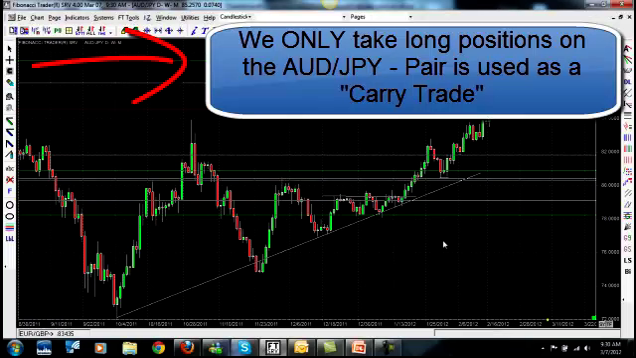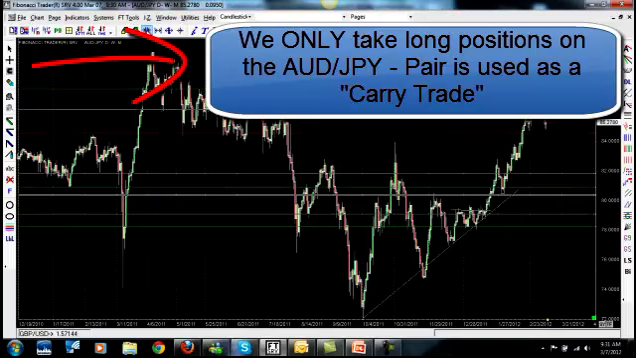Now, if you understand this currency pair alone and why this pair is so significant, this could be the only currency pair you would ever need to learn how to trade. And one thing about the Aussie yen, I will tell you that we only take long positions. That means we only buy. Ultimately, this currency pair, and I'll back off these charts, eventually goes through corrections just like anything else, right?